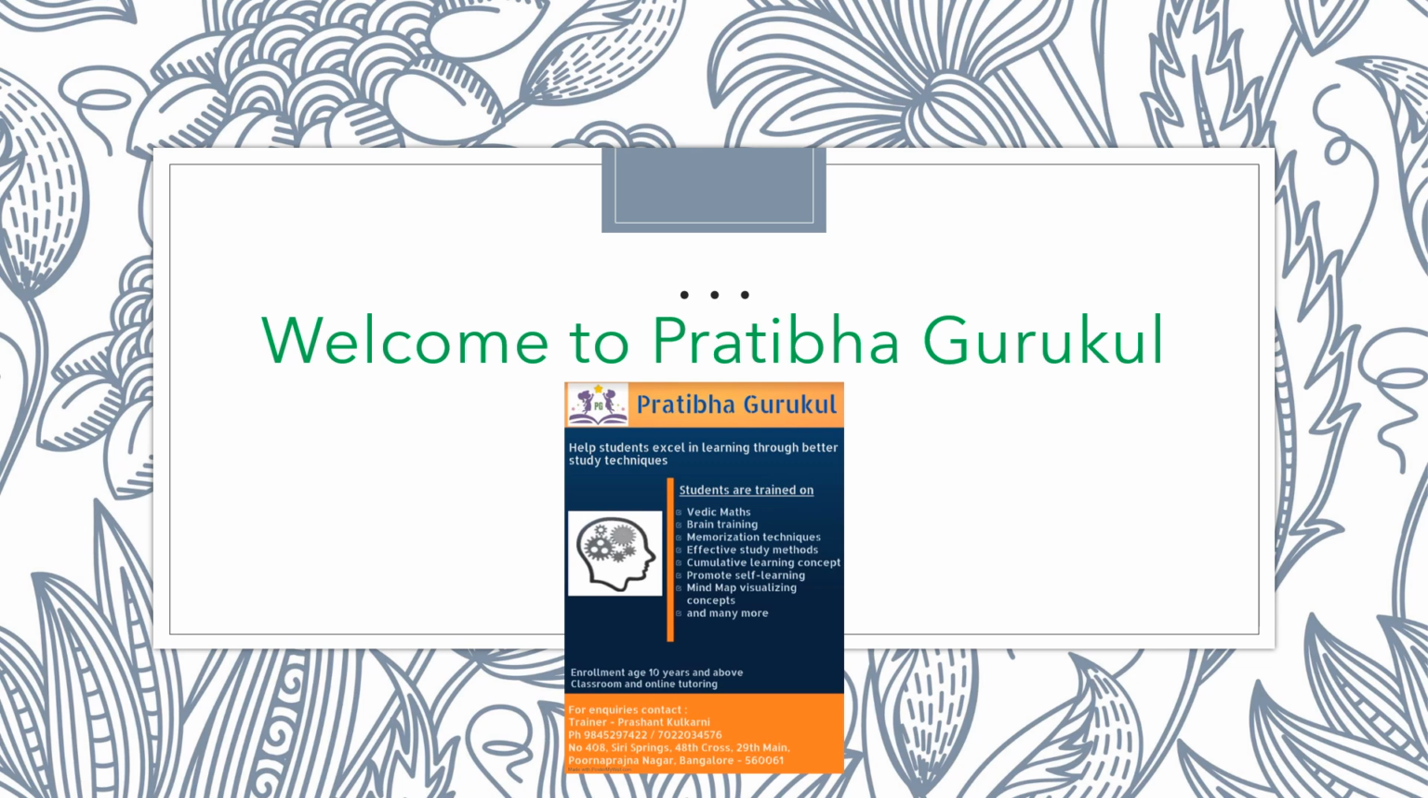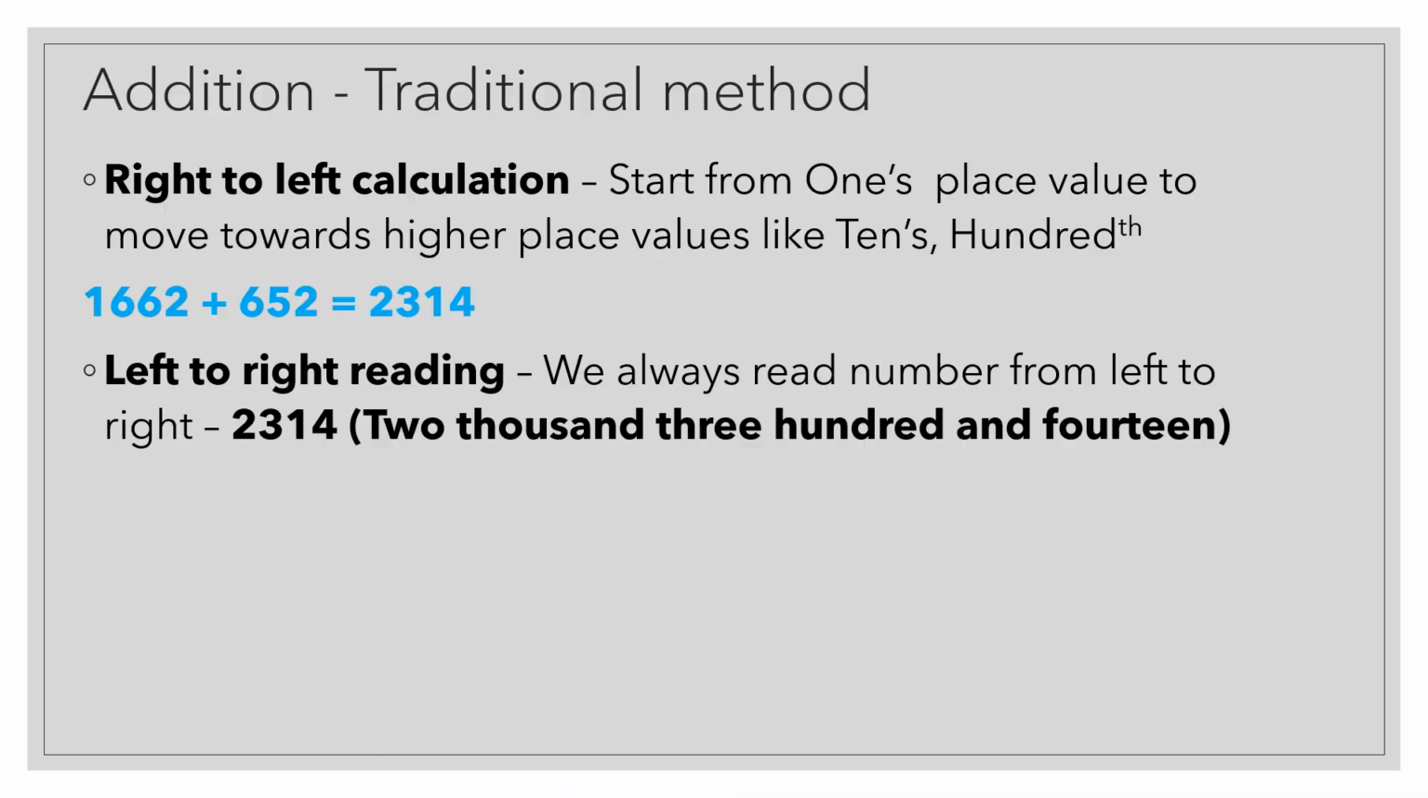In this video, we're going to discuss the Vedic maths addition method. Before we go there, let's understand our traditional method. Our traditional method is always calculated from right to left. So we start our calculation from the ones place and move towards the higher place values like tens, hundreds, and so on and so forth. But when we read, we always read from left to right.